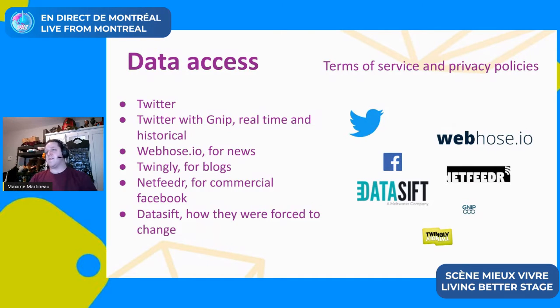All right, for data access, the complicated point is mostly the diversity of the data that you can get, the different sources, and the conditions that you have to respect to get the data from these different sources. For example, Twitter has a different format than Webhose, which gives you some news. There's also Twingly, which gives you blogs, and all of them have different terms of service and limitations that you have to respect. Otherwise, they restrict your access.